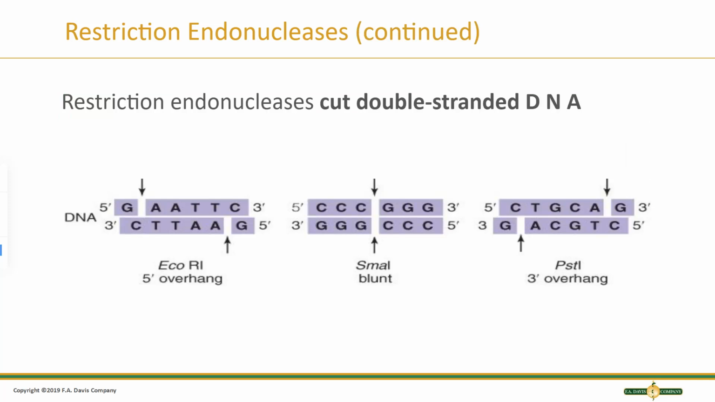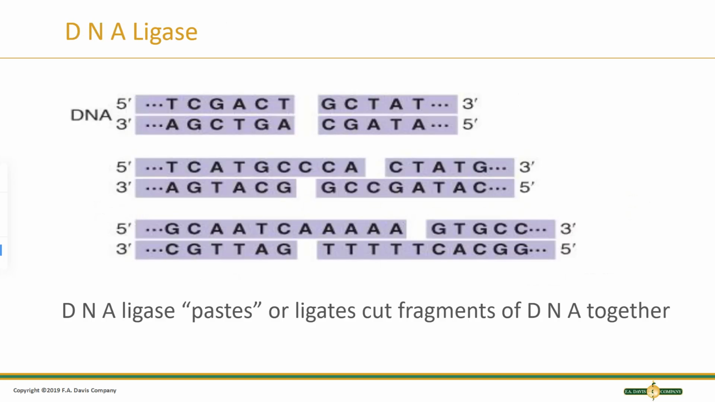So they cut double-stranded DNA in different ways. It can cut it in an overhang, or it can create a blunt end. DNA ligase would then glue complementary pieces or strands of DNA together.